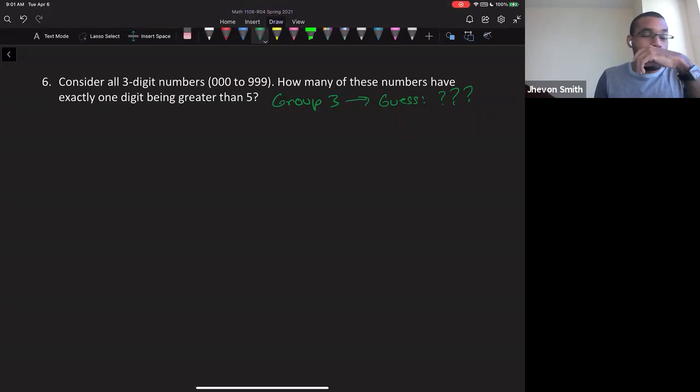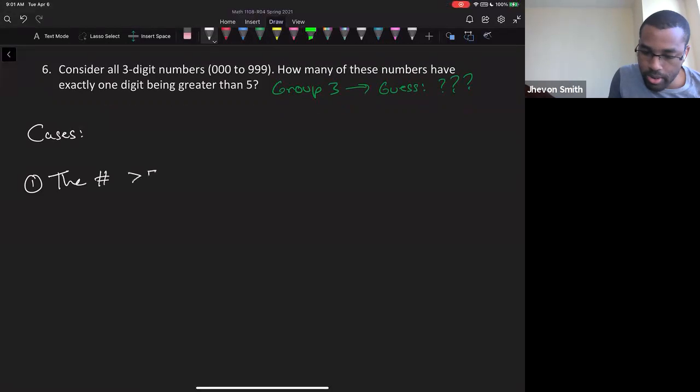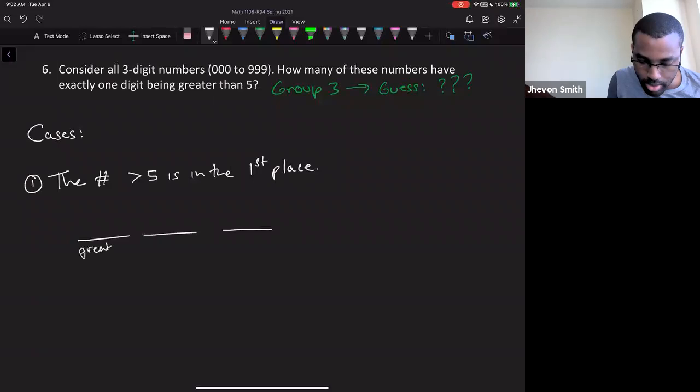So you need exactly one digit to be greater than five. There are a couple of ways you could go about this, but let's do probably the most basic way, which is not the most efficient, but I think it's the most straightforward. We want three-digit numbers, so there are going to be cases here. One is that the number greater than five is in the first place. So you have three-digit numbers, and this is the digit greater than five, and these other two are any digit. We don't care.